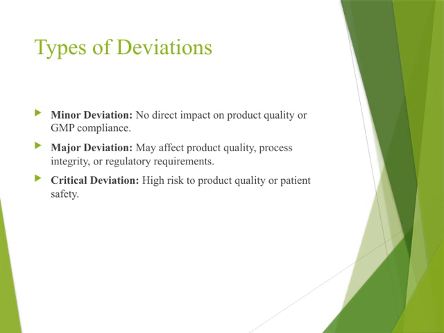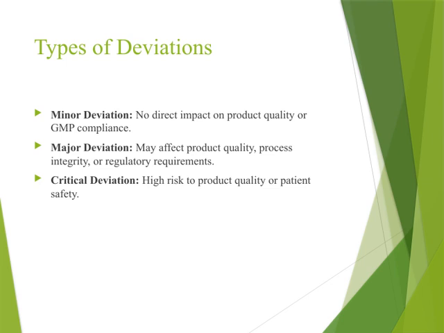First, we have minor deviations. These are the least concerning because they don't have a direct impact on the product quality or GMP compliance. Essentially, they might be small issues that don't compromise the overall process or the final product. Next, we have major deviations. These are more significant because they could potentially affect the quality of the product, the integrity of the process, or even regulatory requirements. They require careful attention and prompt corrective actions to prevent any negative outcomes.